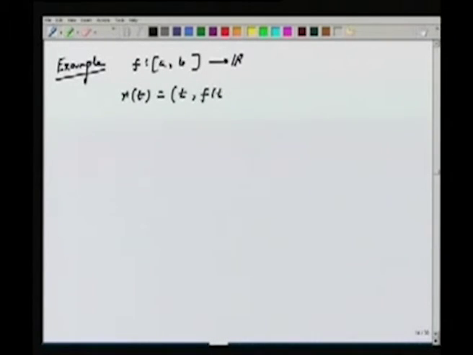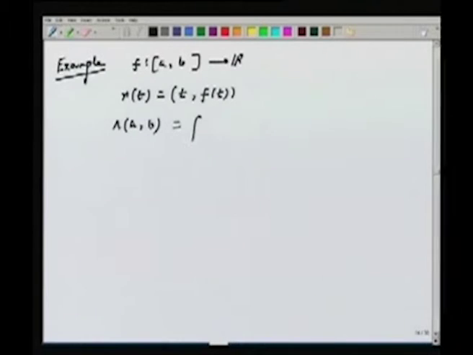Another example would be, suppose the curve is not given in the parametric form, so just f is given from [a, b] to R. Then I can look at the curve r(t) = (t, f(t)). That also represents the function as a curve. If I want to know the length of this, then what is lambda of [a, b]?